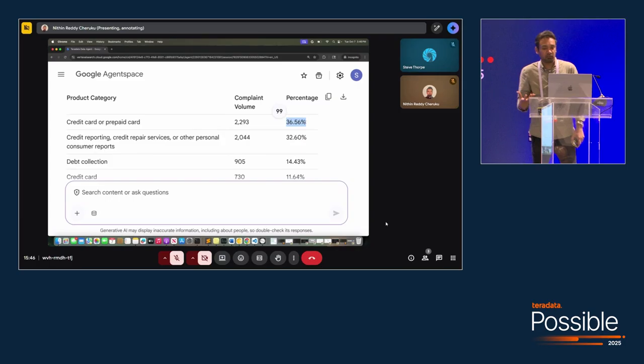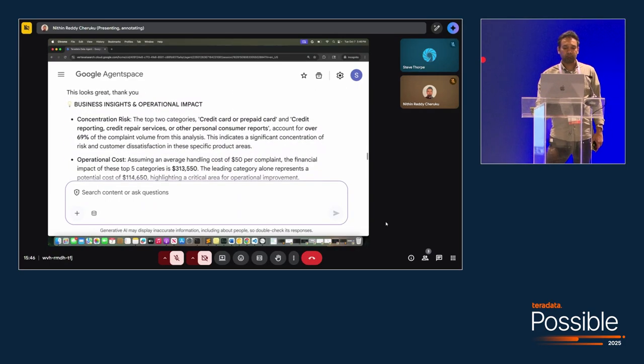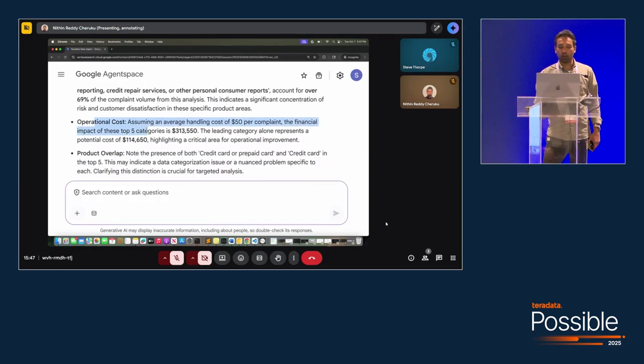So as a chief customer officer, this is what I'm looking at right now. Apart from that, it also gave me a risk score, the credit risk, and also an operational cost.